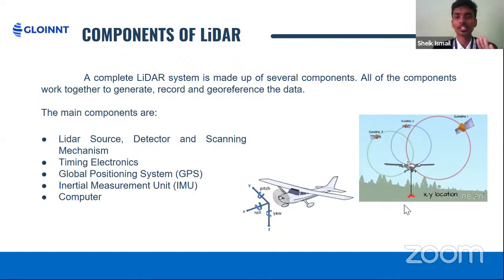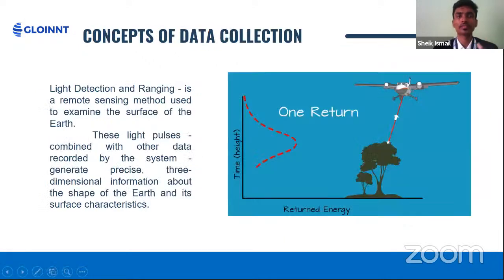Next to that, the concept of lidar, as I told already, is a remote sensing method used to examine the surface of the earth. These light pulses combined with other data recorded by the system generate precise three-dimensional information about the earth's surface. It is giving the exact shape of the earth. It's all about surface characteristics. What are my surface characteristics? Giving you each and every detail about the earth's surface in accurate data. Got it? Okay. Next slide.